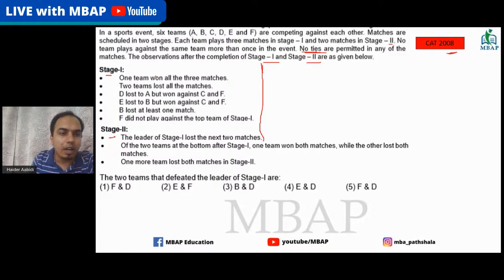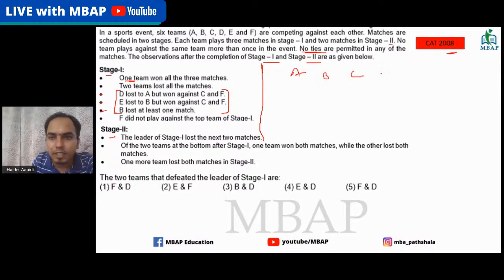So the very first thing is that one team won all the matches. If I have to connect the clues, there are 6 teams. Can anyone tell me which one team is going to win all the matches? If you look at points number 3, 4, and 5, let's say I have all the teams A, B, C, D, E, and F. I want to find out that one team which has won all the matches.